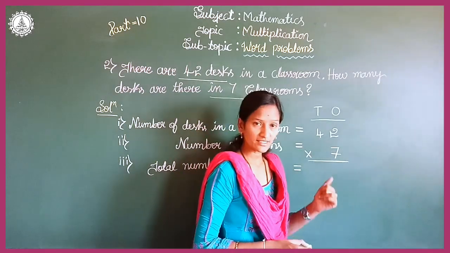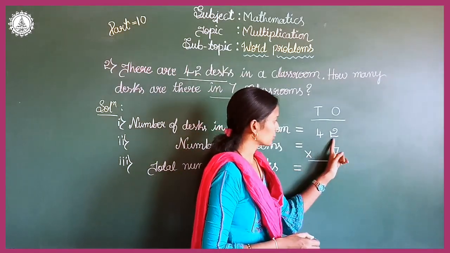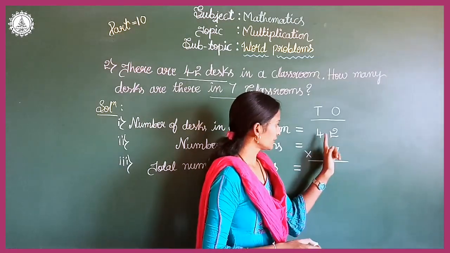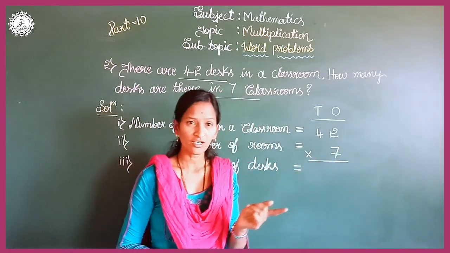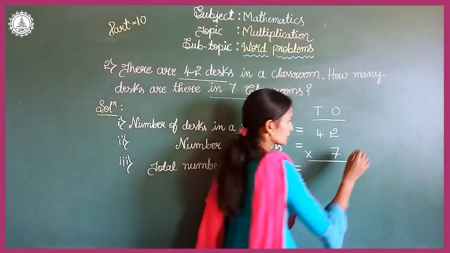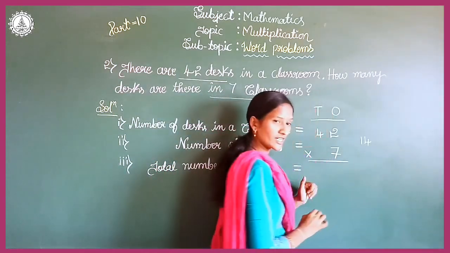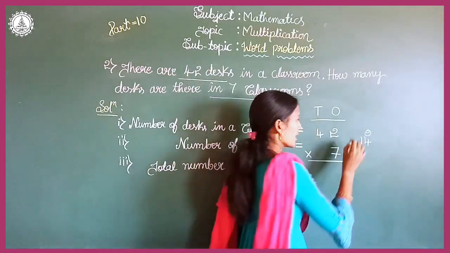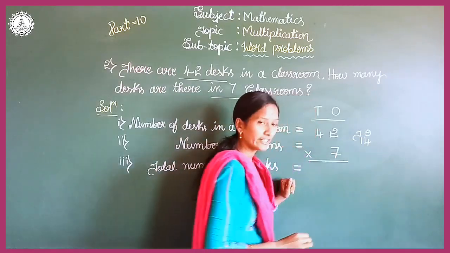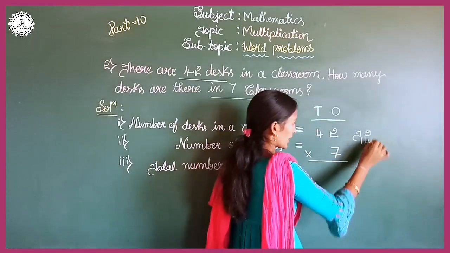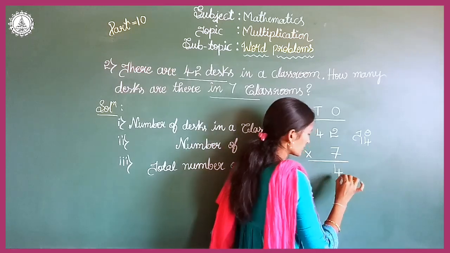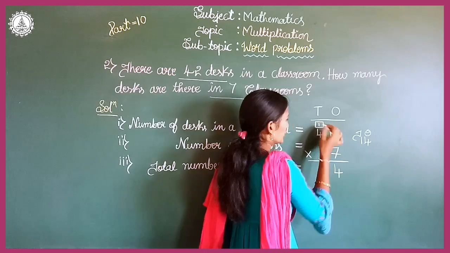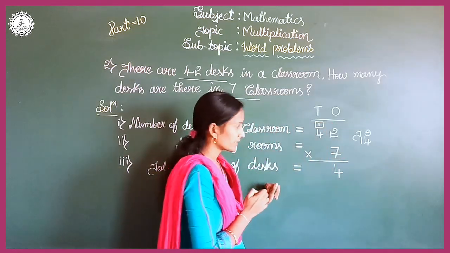So what is our next step? 7 into 2. You multiply the ones with the multiplier. 7 into 2. 7 twos are 14, right? So this 14, it is a 2-digit number, but this 4 is in the place of ones and 1 is in the place of tens, right? So write down this 4 in the ones column and carry over this 1 to the tens column, right?